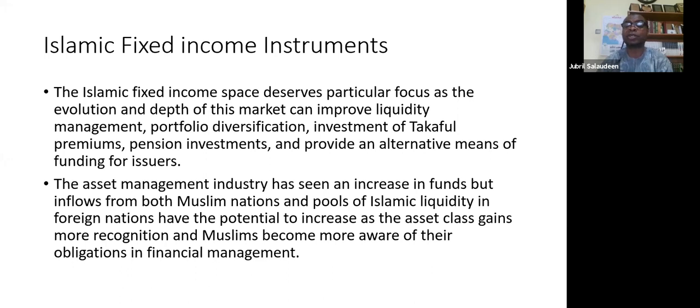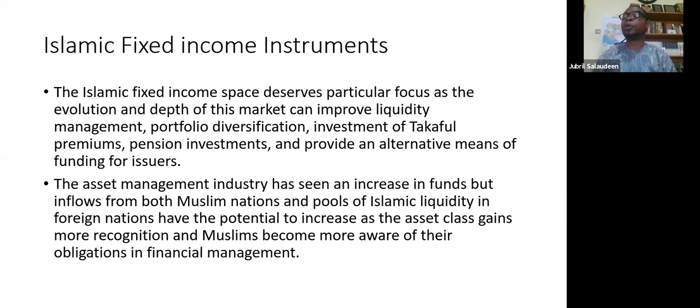And in the asset management industry there has been an increase in funds from both Muslim nations, and the pool of Islamic liquidity in foreign nations has the potential to increase as the asset gains more recognition and Muslims become more aware of the obligation of financial management. Sometimes you have the fund, but you don't have the instrument into which you want to put the fund. So this fixed income instrument enables you to put funds into it.